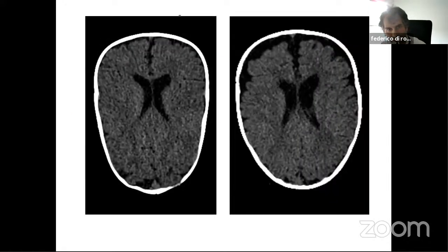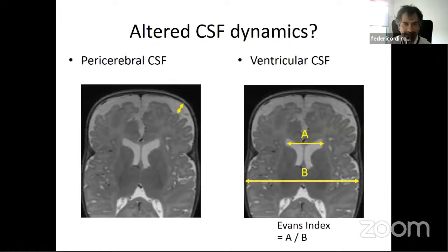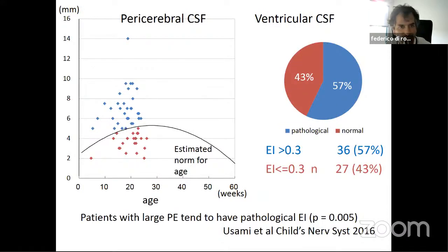In some cases, you have very small pericerebral spaces. In other cases, you have enlarged spaces with large ventricles that can be measured. And if you measure them, you will see that there are patients in which the pericerebral spaces are very large, and children that have pericerebral spaces that are below the estimated norm for their age. Same thing for the ventricles. You see that there are different groups with large ventricles and those where the ventricles are very small. So there are differences also in the content.